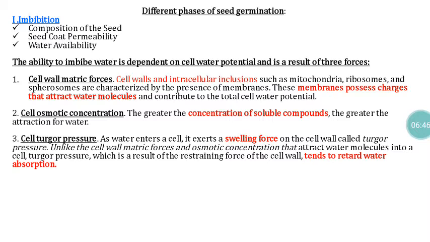Apart from that, many other factors are there, but these three are considered major factors with reference to the entry of water into the seed system at the time of germination. The first one is the biochemical composition of the seeds. This also plays a major role in regulating the water entry into the seed system during imbibition.